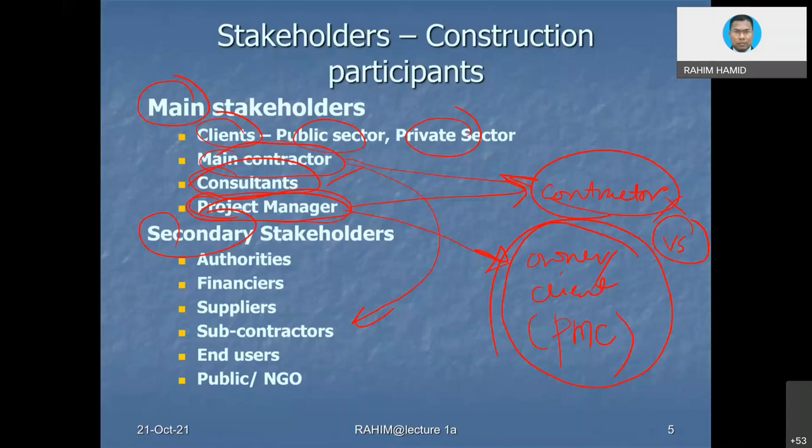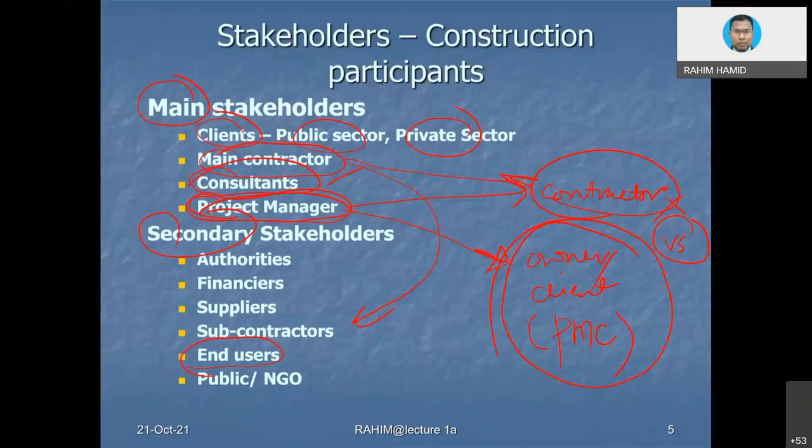Supplier, we need supplier, and supplier is normally appointed by contractors. End user, who are being categorized as end user? Okay, and user, basically people or the staff, the workers who will use the facility.